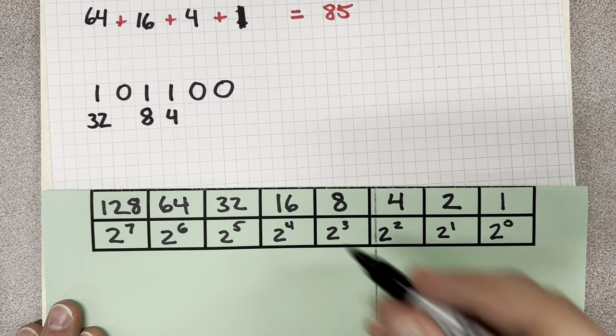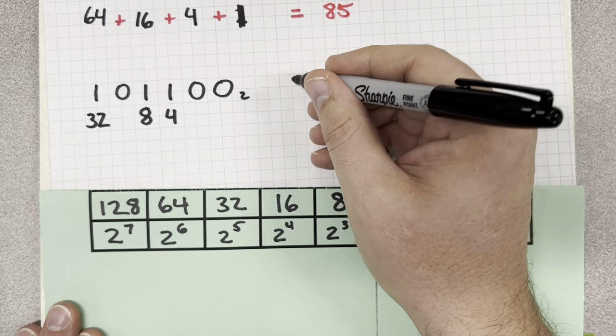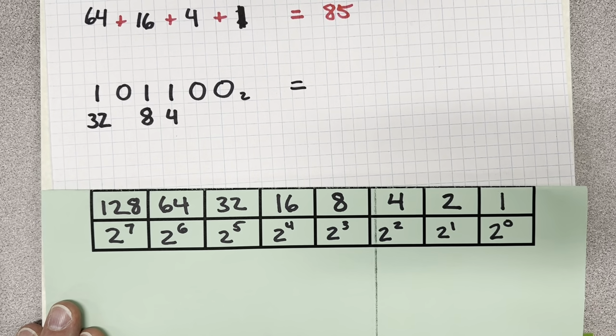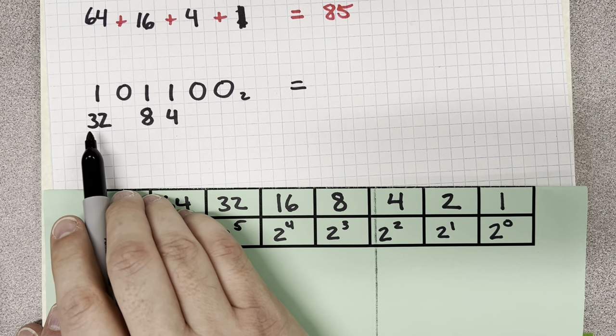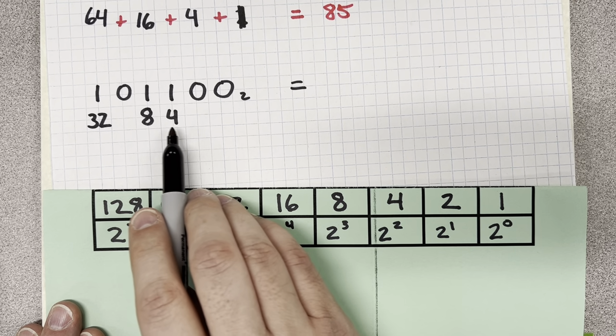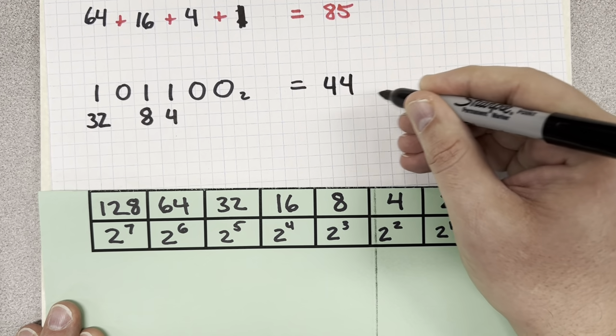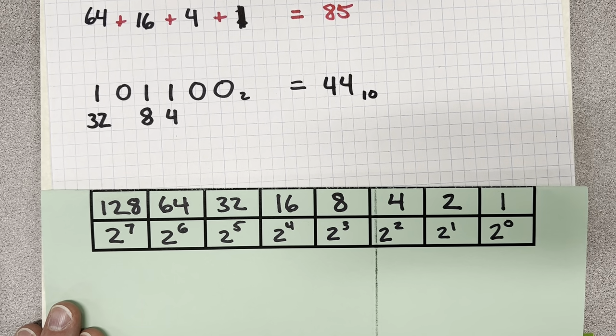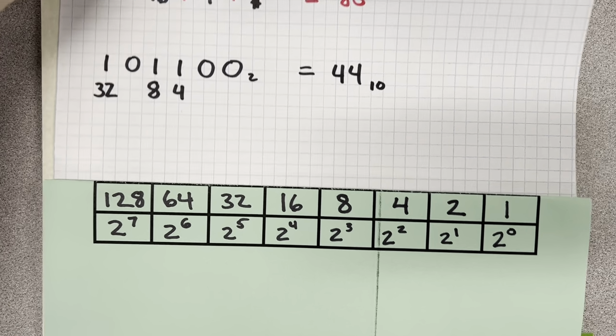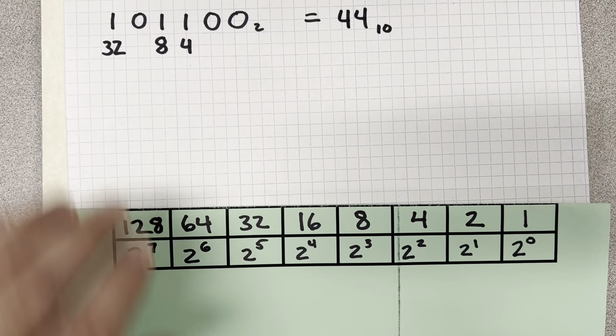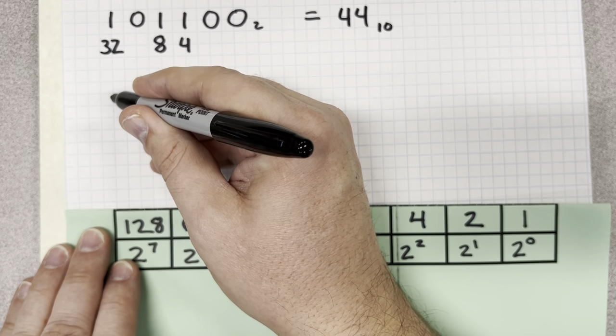So if we're putting this together, this is a base 2 number. I want to find out what it is in decimal. So 32 plus 8 is 40, plus 4 is going to be equal to 44 as a base 10 number. We'll do one more example. This one's going to be a really long one, and I'll show you a little trick here.